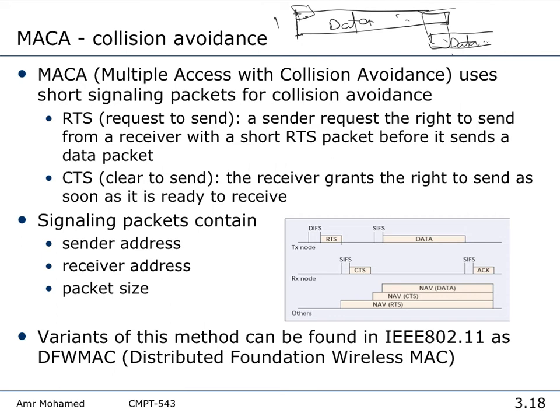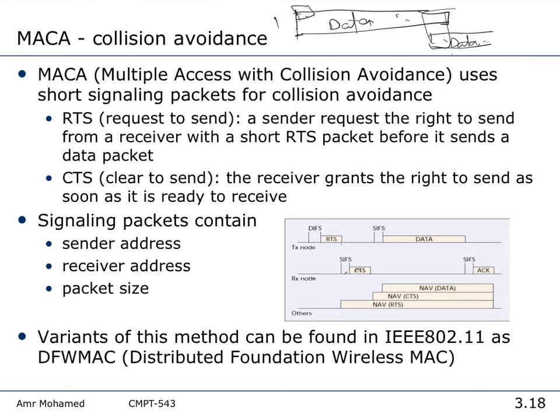So what is the importance of RTS? All the nodes in the transmission range will hear RTS. I specify the destination because I want the destination to send me CTS. Clear to send means I listened to your RTS, I can receive it, and I'm ready to receive it. So the receiver will send CTS.